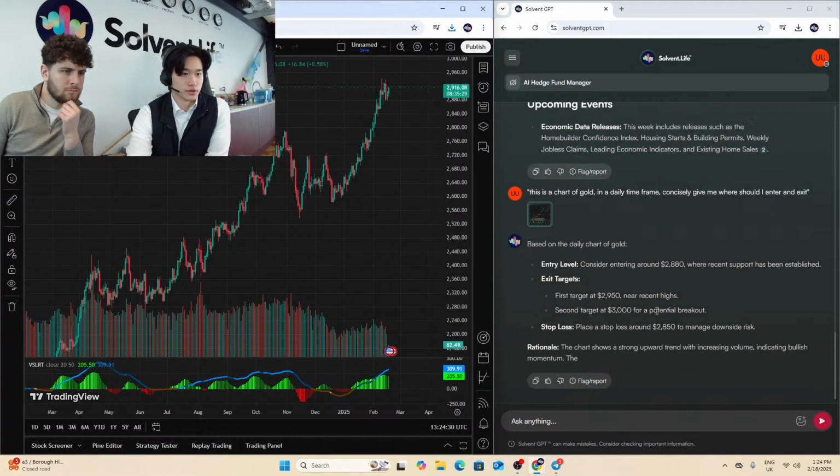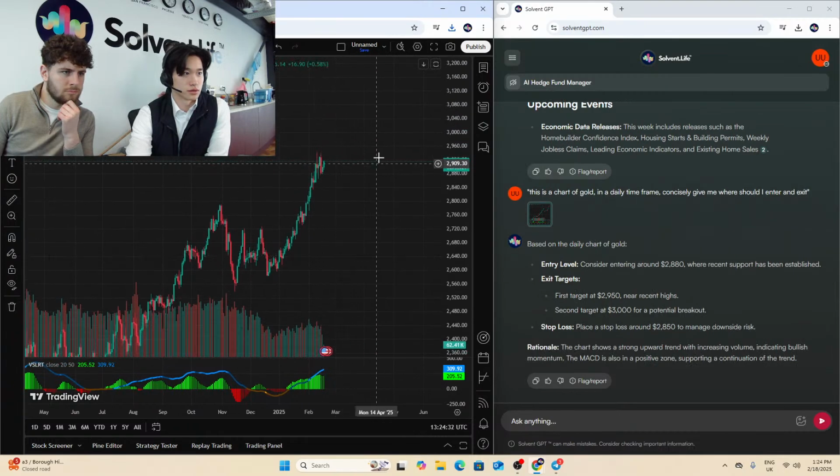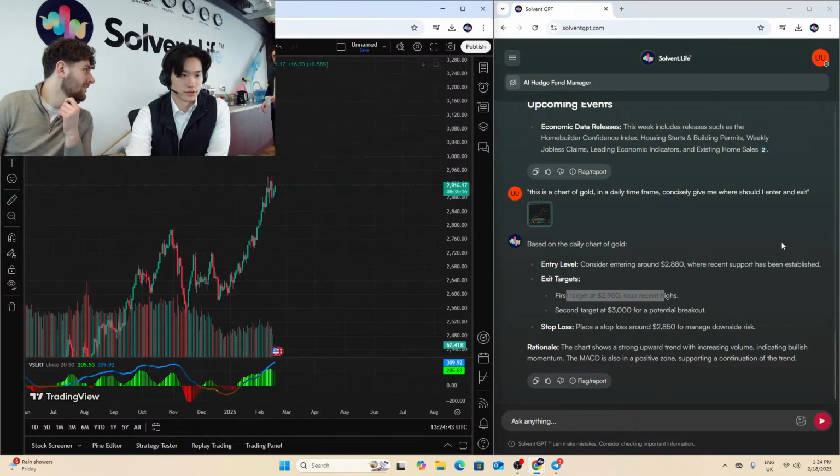Entry level around 2880. It's quite high up here. Oh, it's quite low here. Okay, first target 2950. So it's just to go long here.